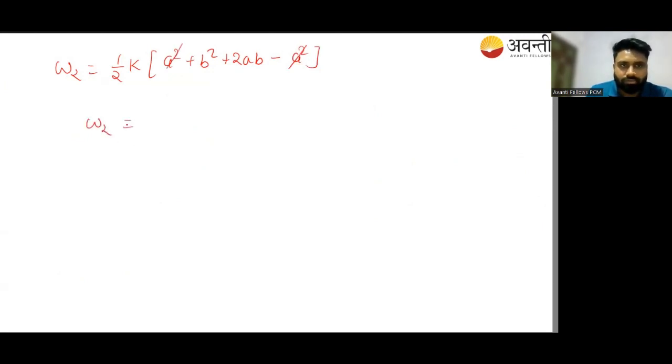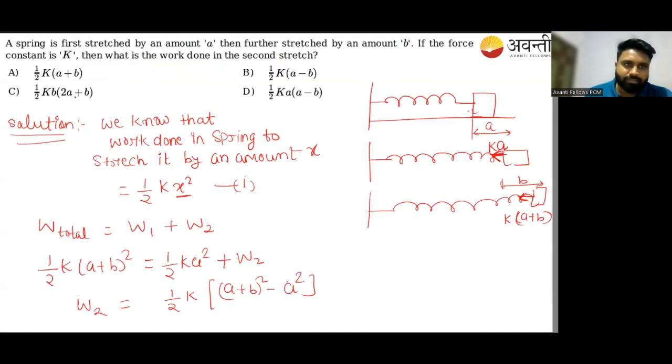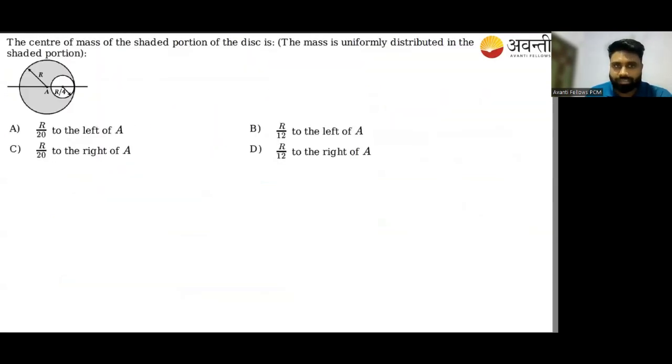So the work done is, you can take B as common, so it is 1 by 2 times KB into B plus 2A. Or you can arrange it like your answer: KB divided by 2 into 2A plus B. So this is the work done in second stretch, 1 by 2 times KB into 2A plus B. So option B, C is the correct option. Now move on to the next question.